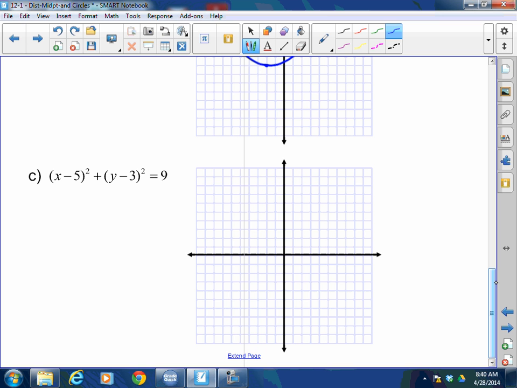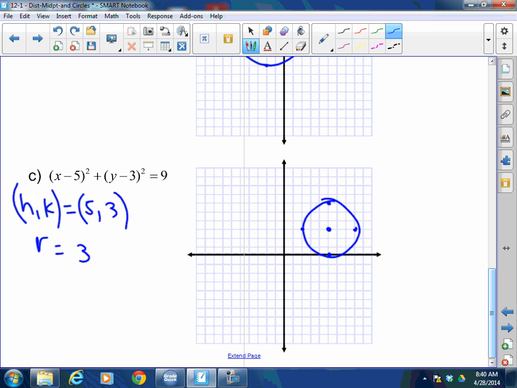Okay. How about here? What's my h? What's my k? What's my (h, k)? What's my center? 5, 3. What's my radius? So 1, 2, 3, 4, 5. 1, 2, 3 to the right. 1, 2, 3 up. 1, 2, 3 to the left. 1, 2, 3 down. Circle, circle, circle. Boom. Done. Circle is graphed. Does that make sense?